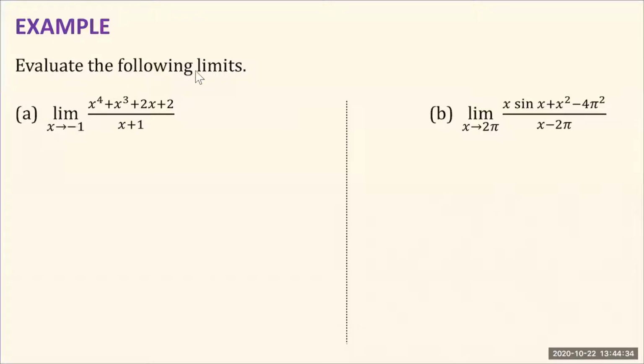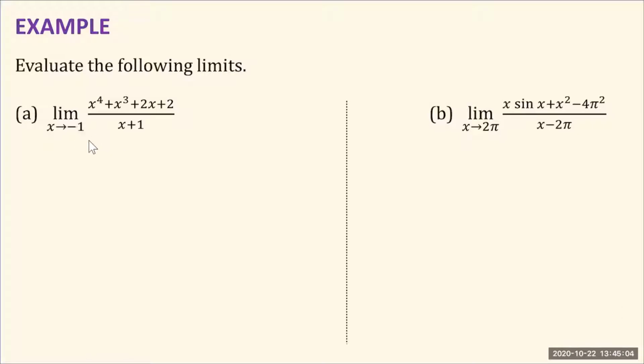Example, evaluate the following limits. Part A, we have to find the limit as x approaches -1 of x to the 4 plus x cubed plus 2x plus 2 divided by x plus 1. If you try direct substitution, if you plug in -1 into this function, your denominator will be 0 because -1 plus 1 is 0. In the numerator, it will be 1, -1, then -2 plus 2, which is also 0.